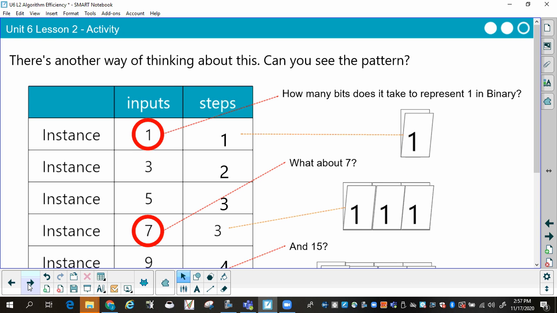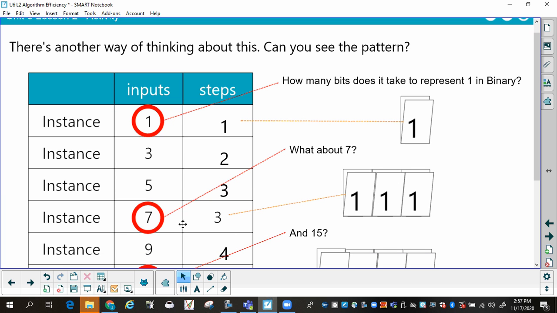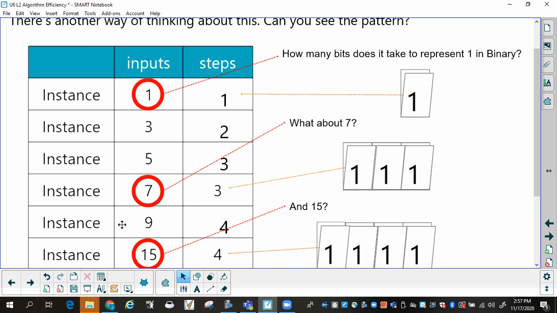Now, another way to think about this, can you see a pattern here? If I have one input, I need one step. How many bits does it take to represent 1 in binary? 1. What about 7 in binary? I need 3 bits. Look at that. Takes 3. Also takes 3 here. What about 9? It takes 4.